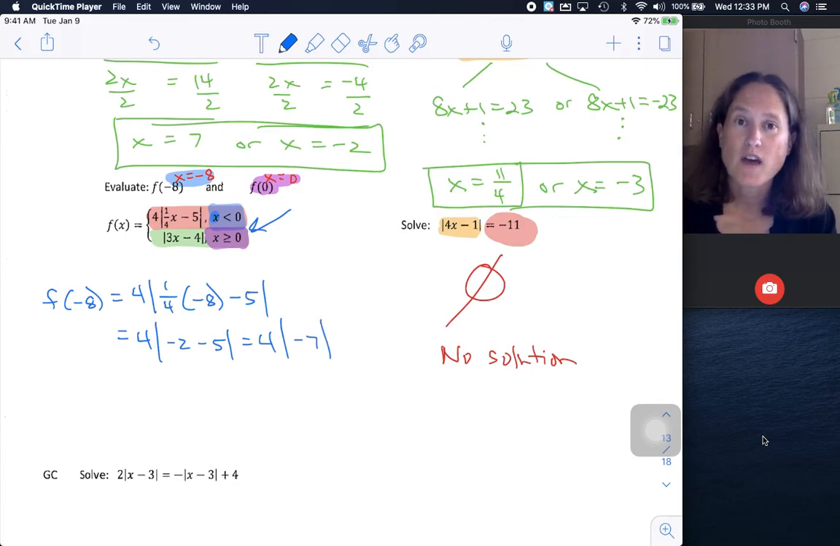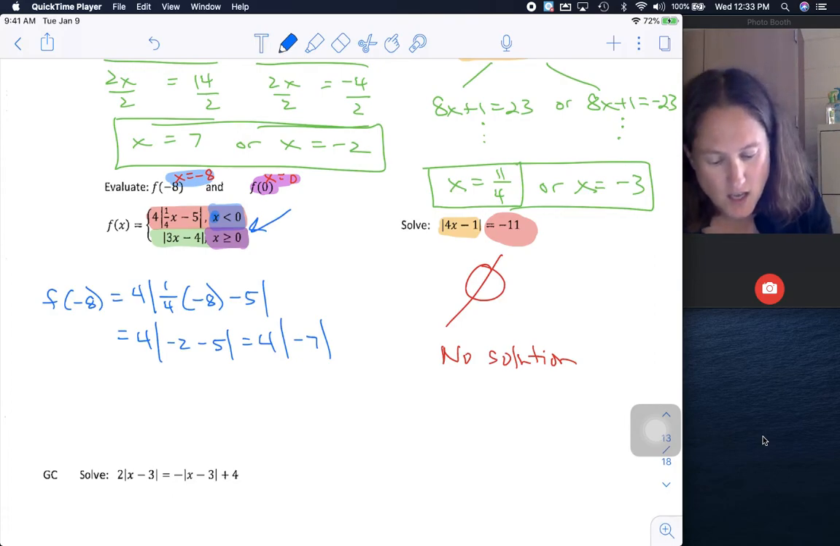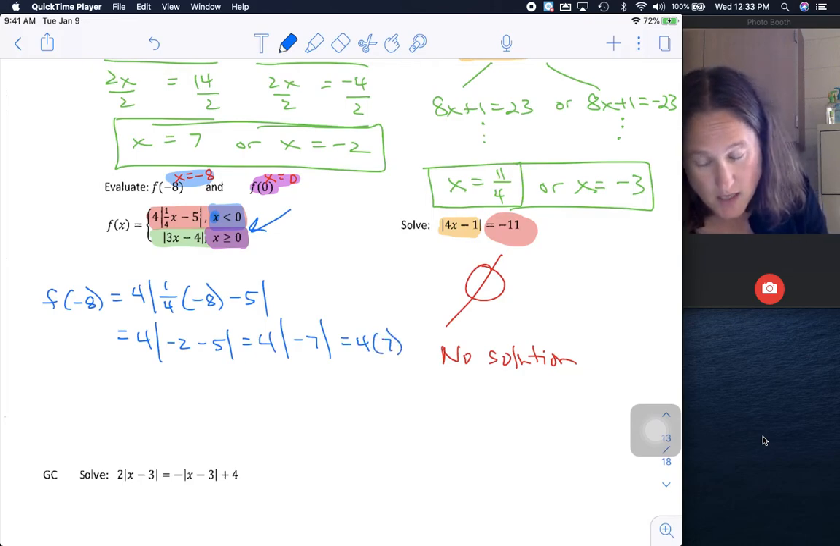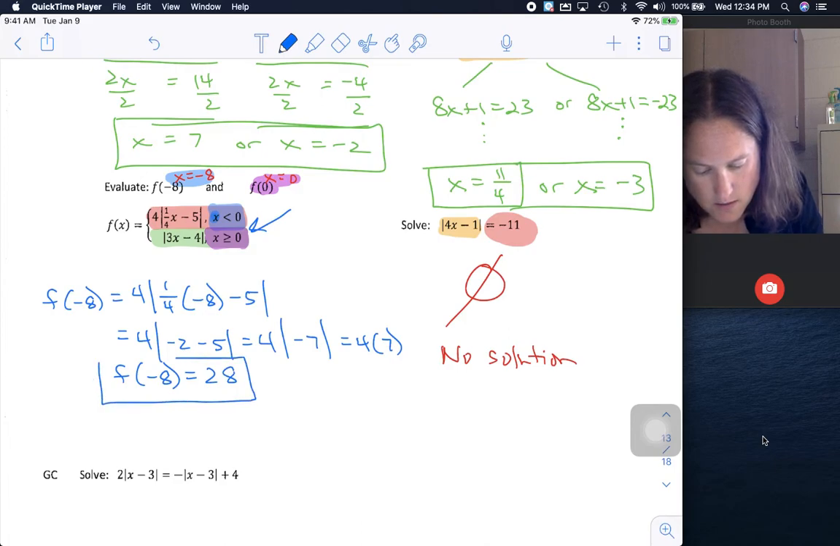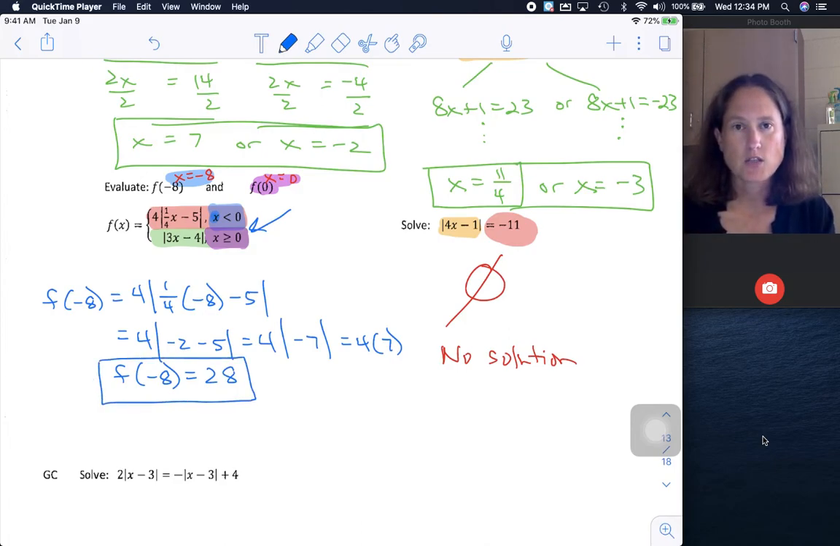Now, since the absolute value is down to one number, I can find it. Absolute value of -7 is 7. So this becomes 4 times 7, which is 28. So I'm going to say that f of -8 is equal to 28. And that's how I would write my answer. When x is -8, y is 28, and that would be an ordered pair on the graph, but that would be my solution for this problem.